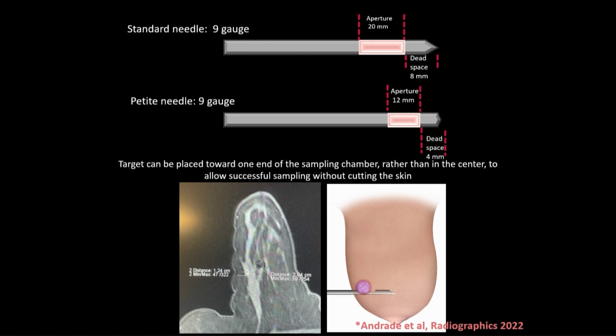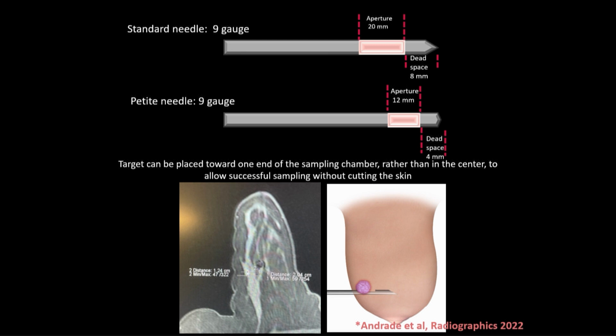So you have a standard needle and a petite needle. Both are 9-gauge needles. The aperture of a standard needle, or the bowl size, is 20 millimeters. So if you position your lesion in the center of the bowl, you need to have at least 18 millimeters past the center of the lesion to safely do the biopsy. That's 10 millimeters, so half of the aperture, plus the dead space of 8 millimeters.